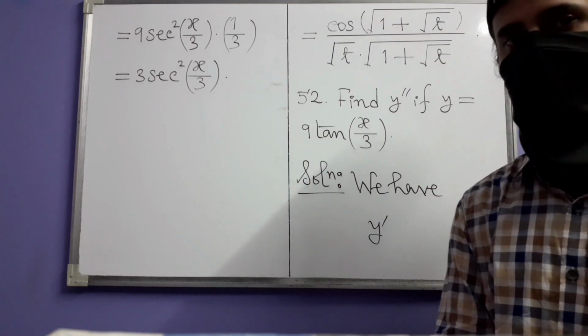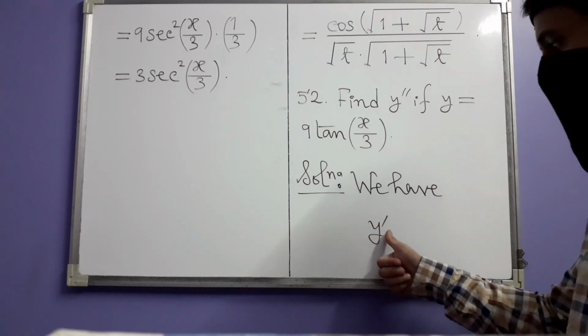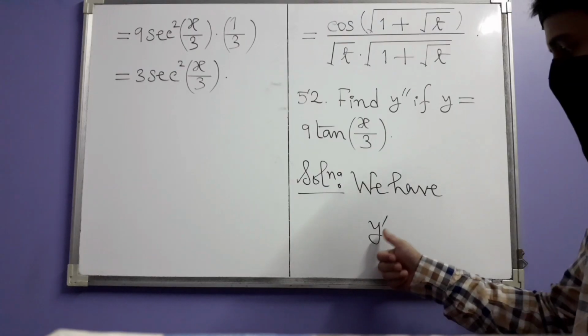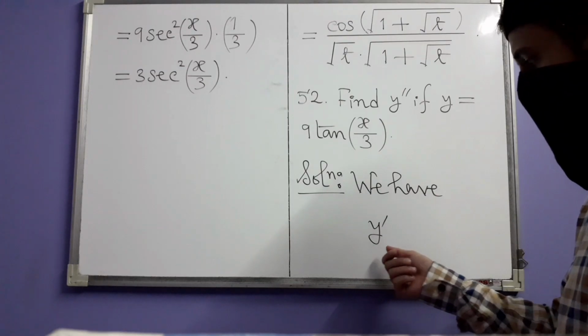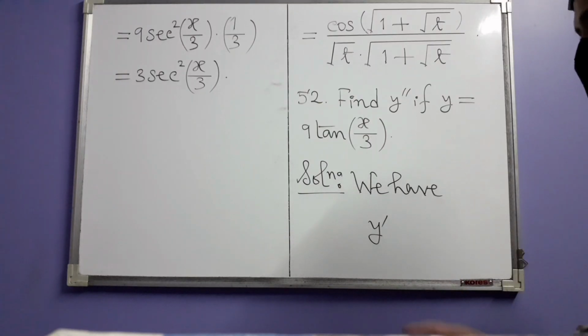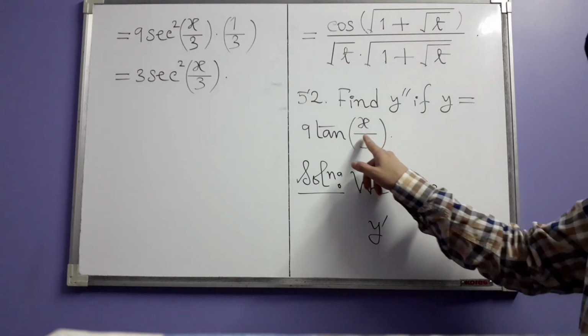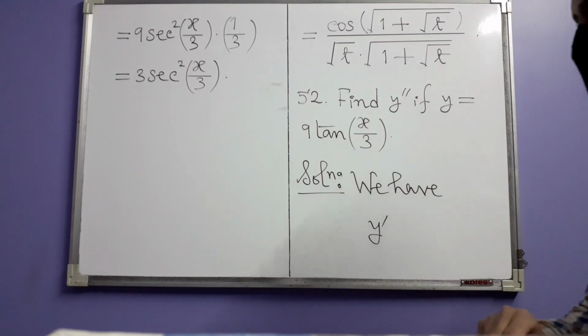So we start by calculating the first derivative. If you are using Newton's notation, that is y prime. If you are not showing the independent variable, that is okay, but keep in mind that it is x. So what will you do to differentiate this?